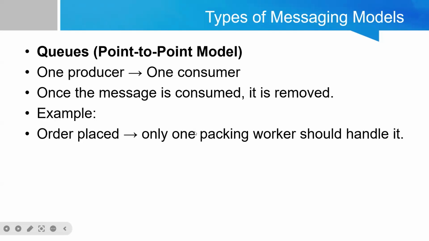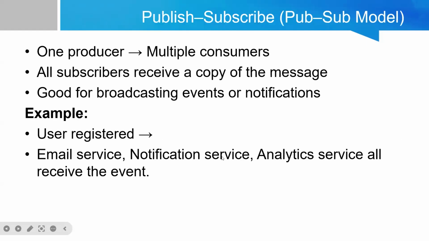Unlike point to point, we have a different model, that is publish and subscribe, right? So this is Kafka. One producer has multiple consumers. All subscribers receive a copy of a message, good for broadcasting events or notifications. For example, when a user registers, the email service, notification service, and analytics service all receive the event.